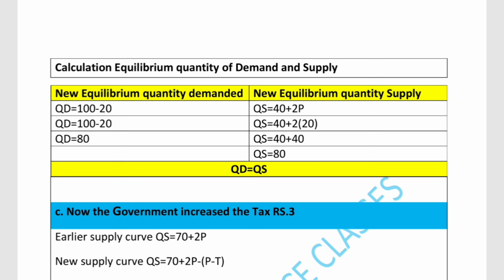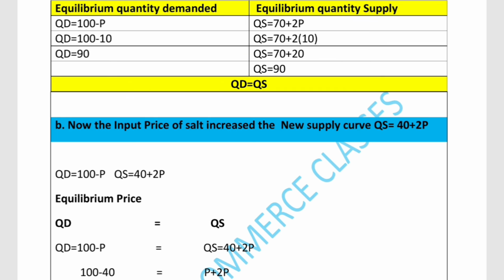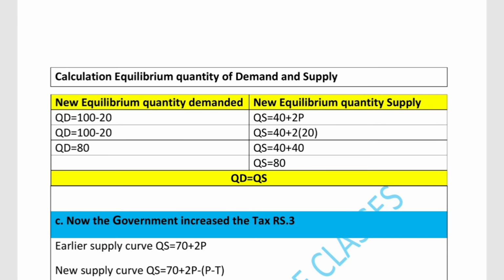Now QS is equal to 40 plus 2 into 20, that is 40. So QS is equal to 40 plus 40, that is QS is equal to 80. So when the input price increases, the quantity demanded and supplied are both 80. In the first scenario we got 90, and in the second scenario we got 80, because the input price of making salt has increased.